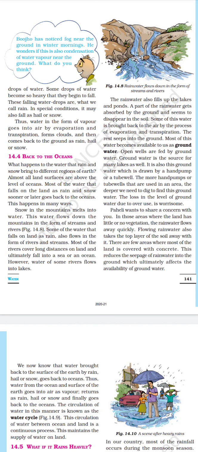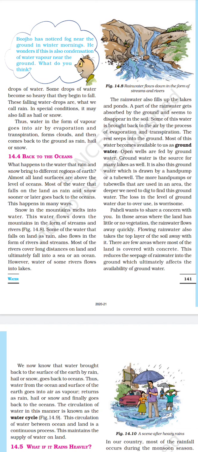A part of the rainwater gets absorbed by the ground and seems to disappear in the soil. Whenever the water runs on the land, that moment this water will seep into the soil through the pores of the soil, and it will go deep inside the soil to the water table, and it will be stored in the water table. This way the groundwater level may increase.